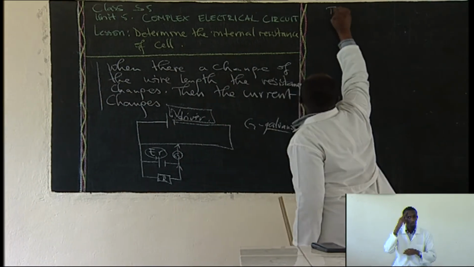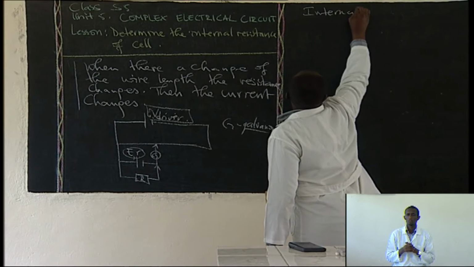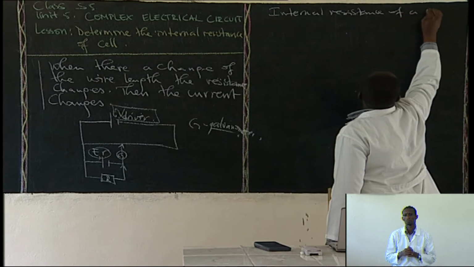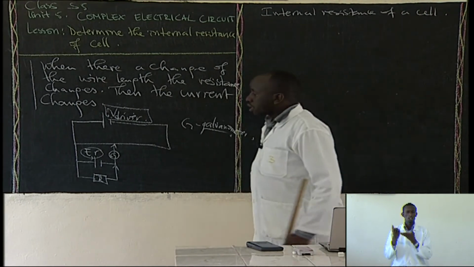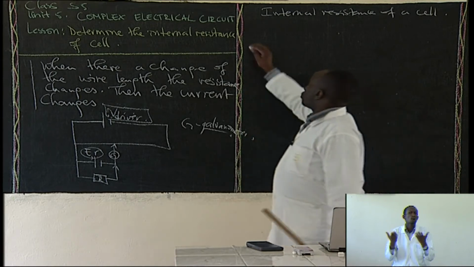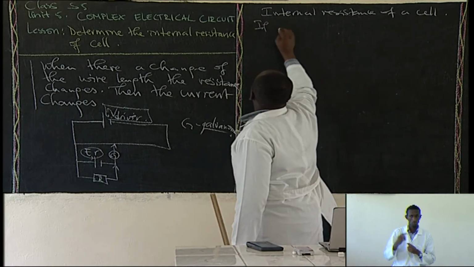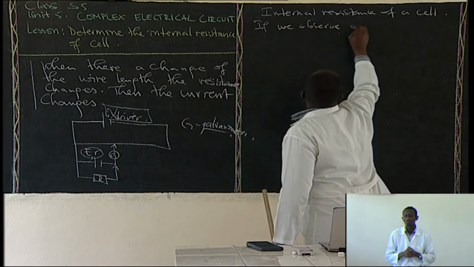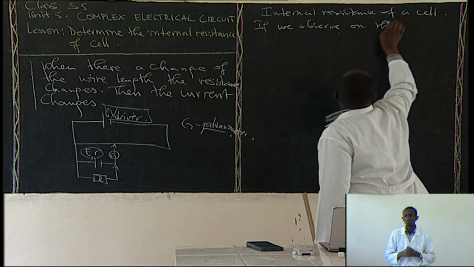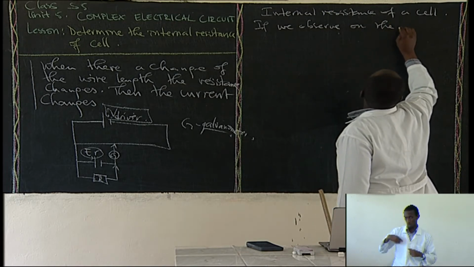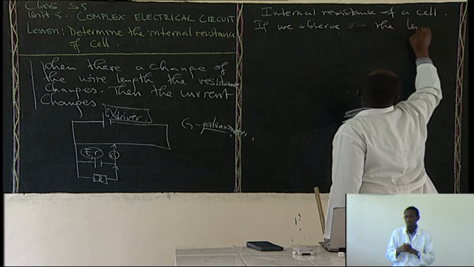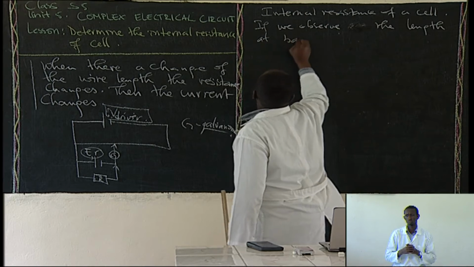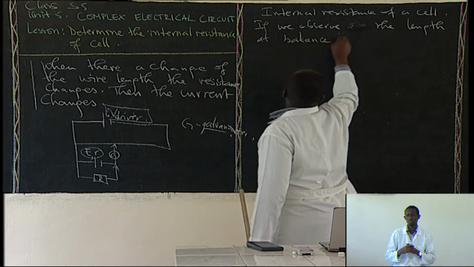Remember, here we have the internal resistance of a cell. So how can we find this one? First of all, if we observe the length at a variance point.